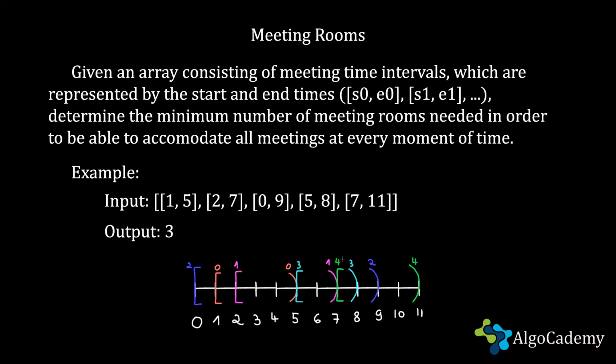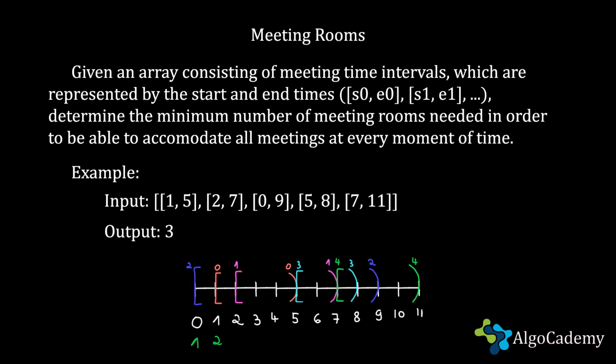I'm going to do that very naturally, like I am in real life. Let's say I was the building owner and I have these rooms, I would have looked at it this way. At moment 0, I see that the first meeting should start. So definitely I'm gonna need a room for that. So for now the answer is 1. At moment 1, I see that another meeting has to start, and I already have this room occupied. So I'm gonna need a second room.